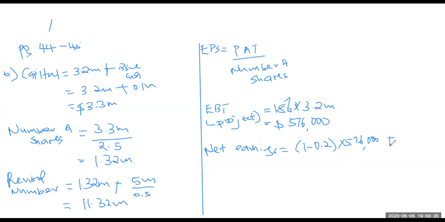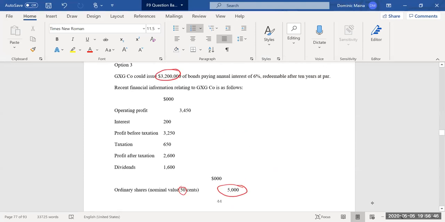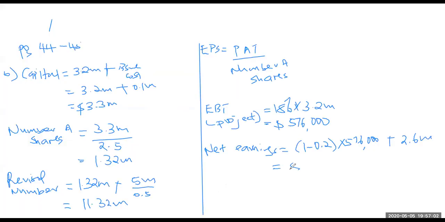don't forget, for this company already they are making some earnings from some other investment. If you go to its P&L, the earnings the company is currently making before this investment, the profit after tax, is 2.6 million. So before this investment the company already makes 2.6 million on an after-tax basis. Therefore, plus the 2.6 million gives the company's revised earnings, which is how much? We get 3,060,800.